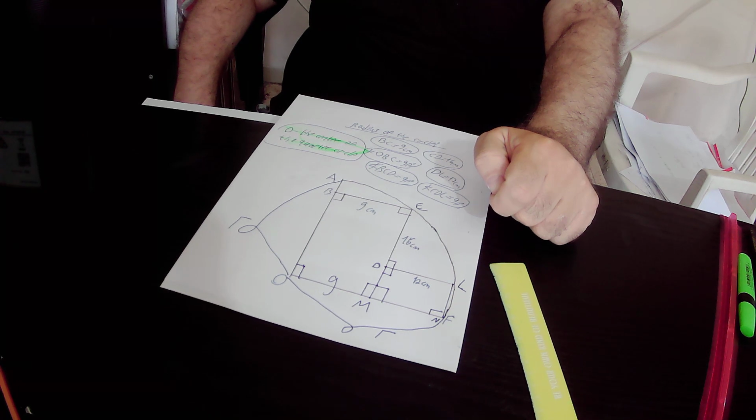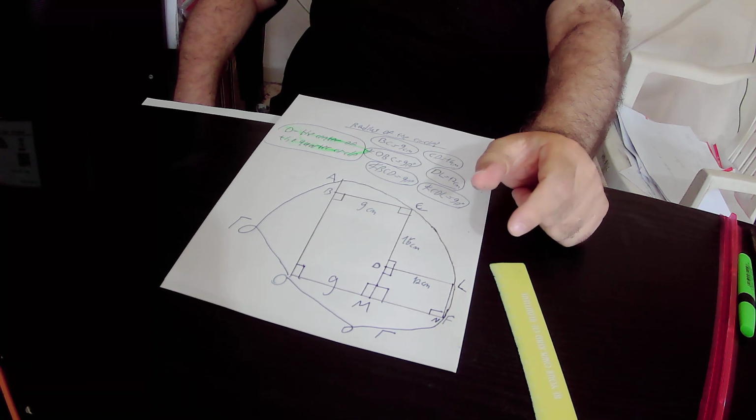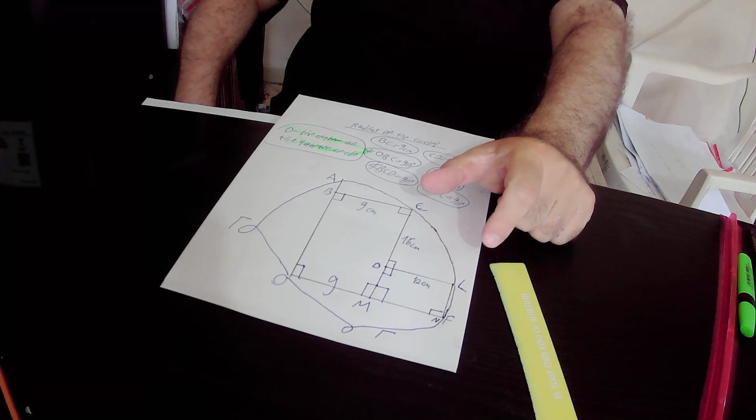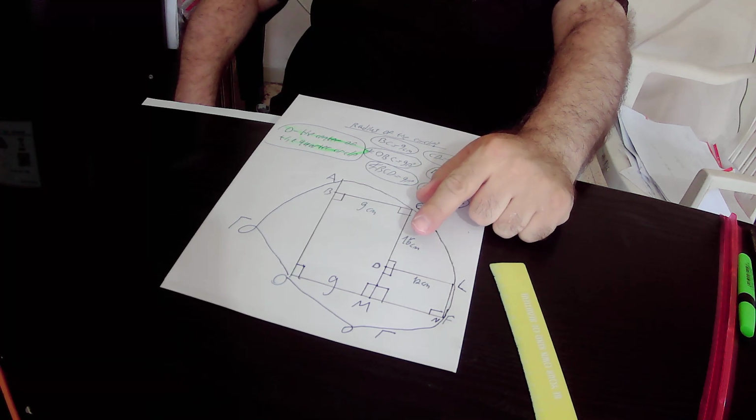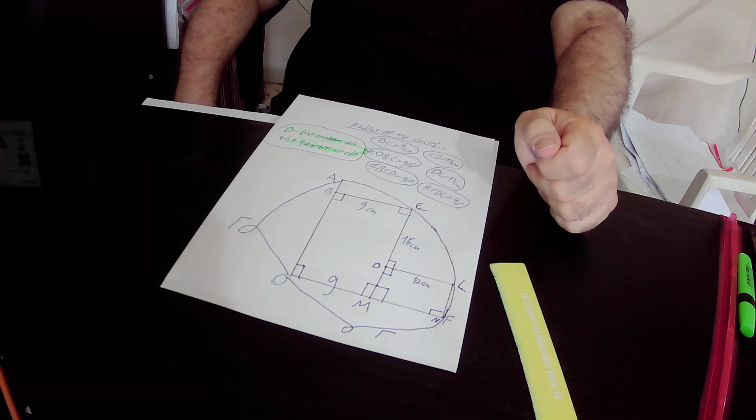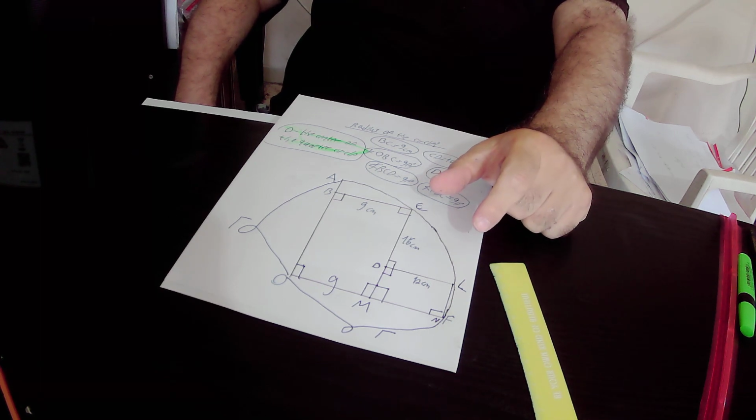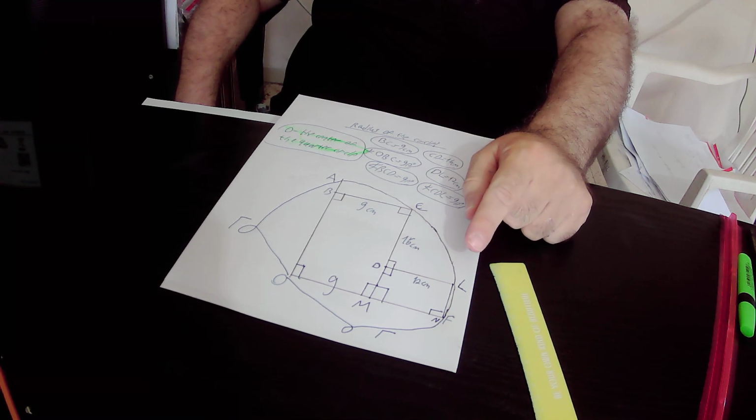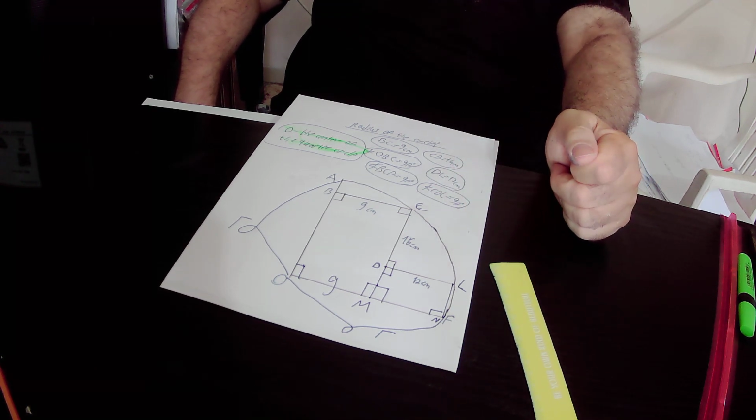Okay? But still, the radius OF is a little bit longer than line segment ON. So ON is not the radius of the quarter circle, because ON is a little bit shorter than the radius OF. Okay?